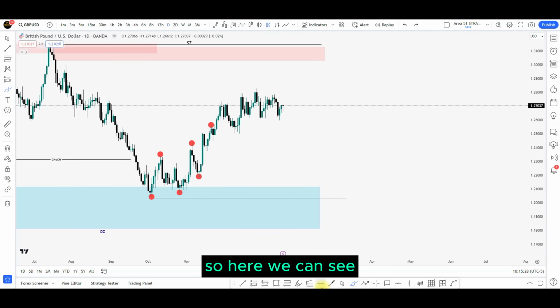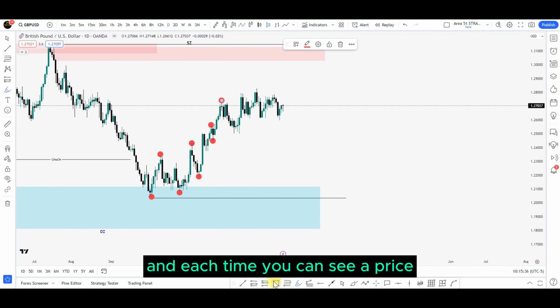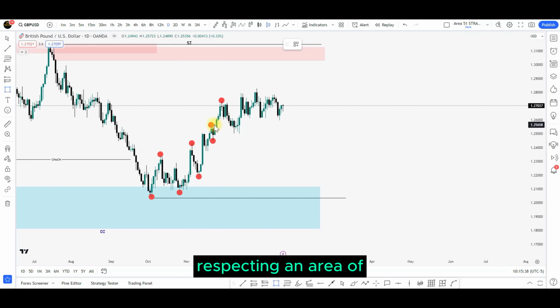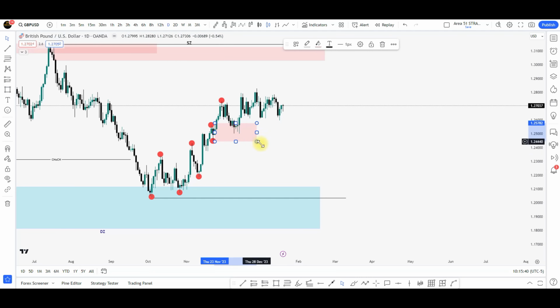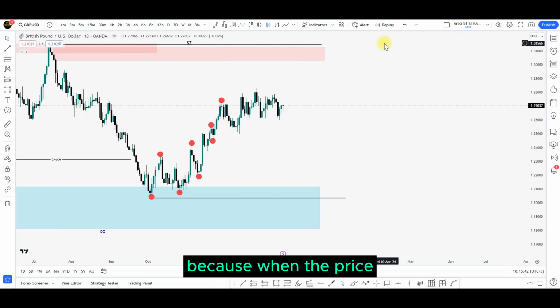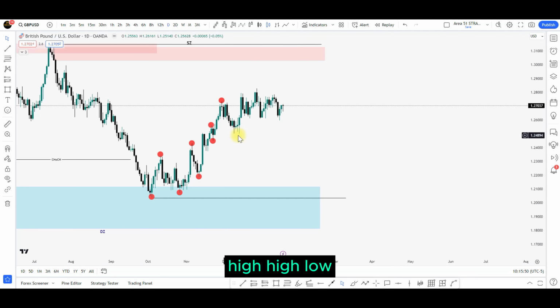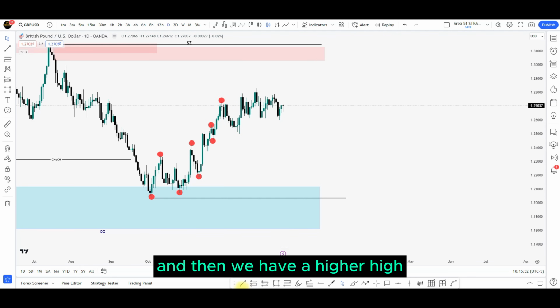All right. So here we can see price creating high highs, high lows, high highs, and each time you can see price respecting an area of demand zones. Because when the price is in a buying state, we always look for a demand zone. So we have a high high, high low, and then we have a higher high.